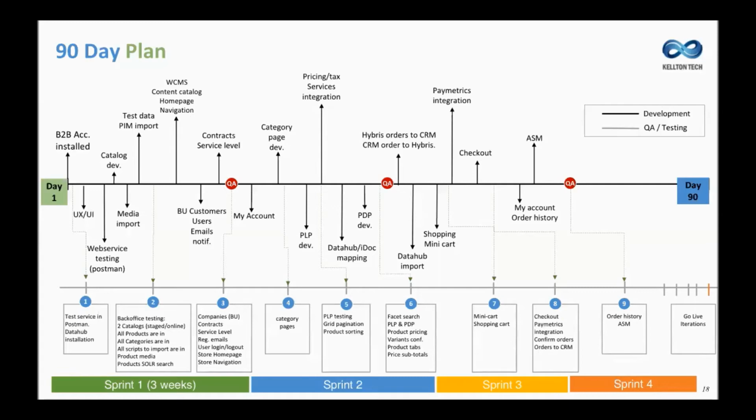We start looking into media, how the media import and export is going to work. Then we look into product information management import. We see WCMS, content catalog, homepage navigation. We talk about customers, users, email notification, and contract and service level, because this you will see more relevant in B2B scenarios where your pricing structure is based on a contract, versus flat pricing, which is more relevant in B2C scenarios.